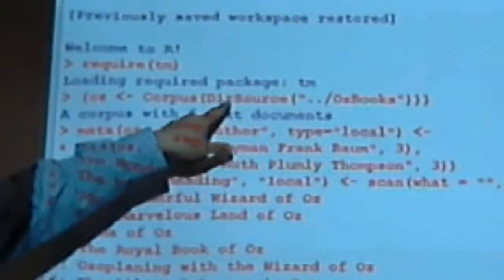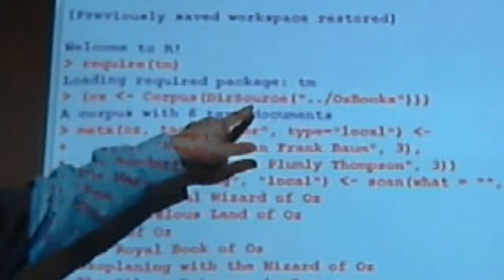First, you form this corpus. A corpus is a collection of documents, a data structure in R. So here is the corpus, and here this DirSource, capital D and capital S. This will be the folder that contains those 6 books, or documents, in this sense. So it's a corpus with 6 text documents.